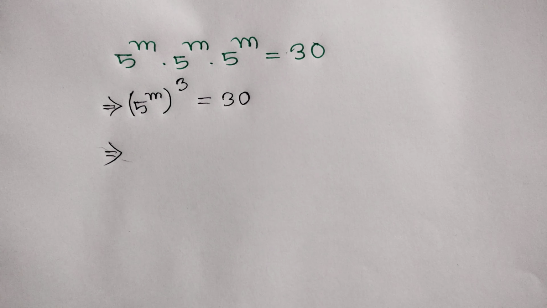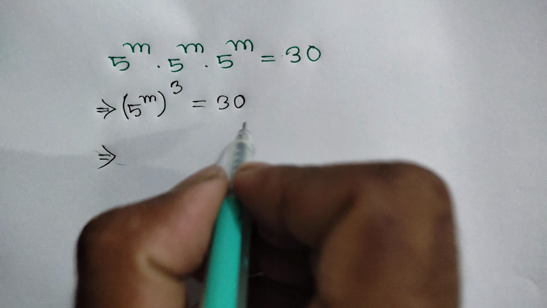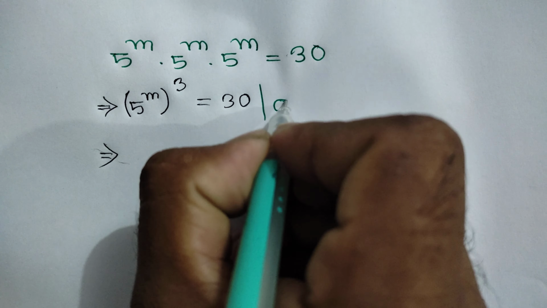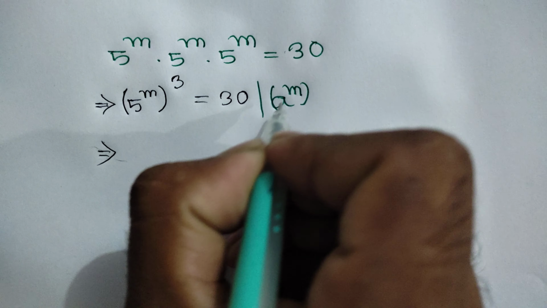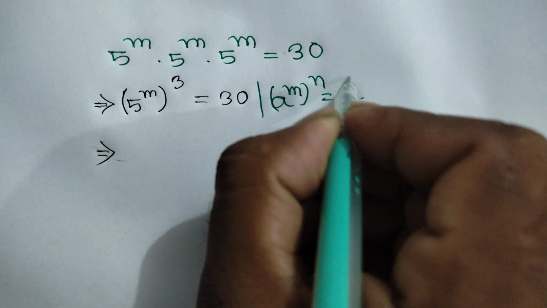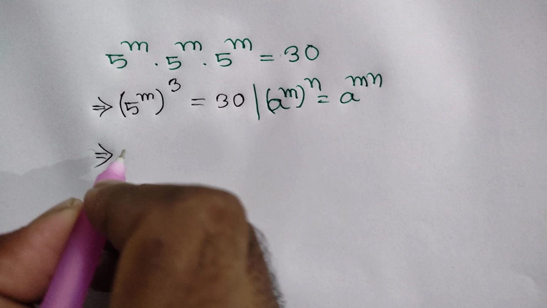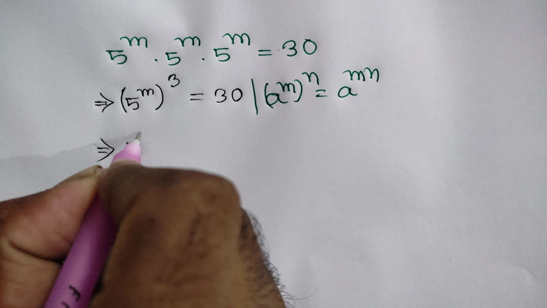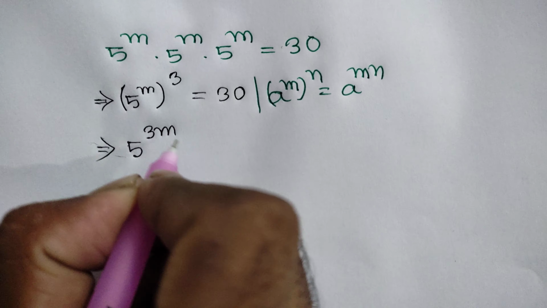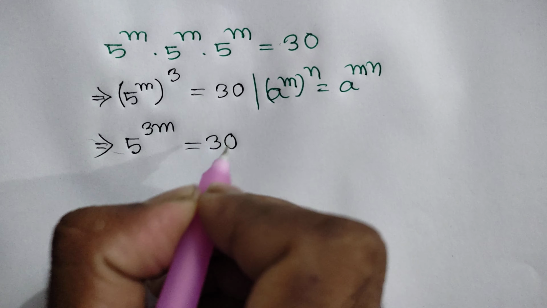We know an exponent rule: a to the power m whole to the power n is equal to a to the power mn. So applying this exponential rule, we can write 5 to the power 3m is equal to 30.